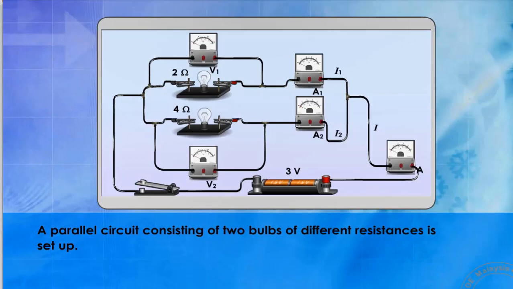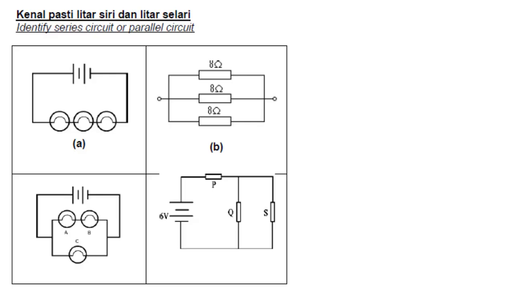Alright. Now we move on. We do some exercise in order to understand more about series and parallel circuits. The first exercise, identify again. We try to identify series circuit or parallel circuit. Let's say for the first one, this is definitely from here all through the same path. So this is a series circuit. B, we have to divide into 3 paths. So this is parallel.